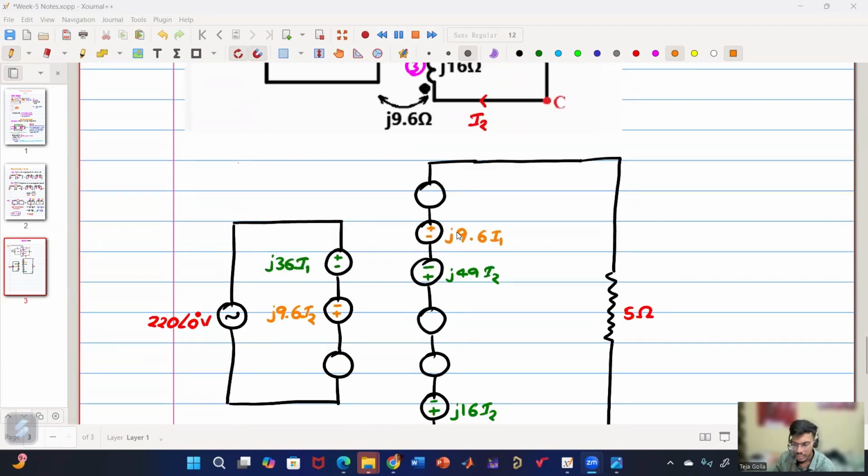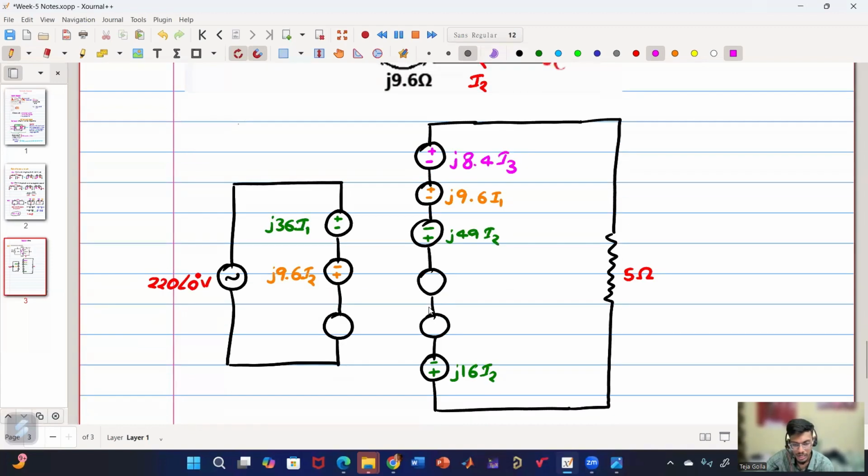So in the first case, I3. Here it will be in the opposite polarity with respect to green. So plus on the bottom means here plus will be on the top. So minus plus J 8.4 I3, right? Similarly, here it will be in the opposite polarity, so minus and then plus J 8.4 I2. Everyone agree or any query?